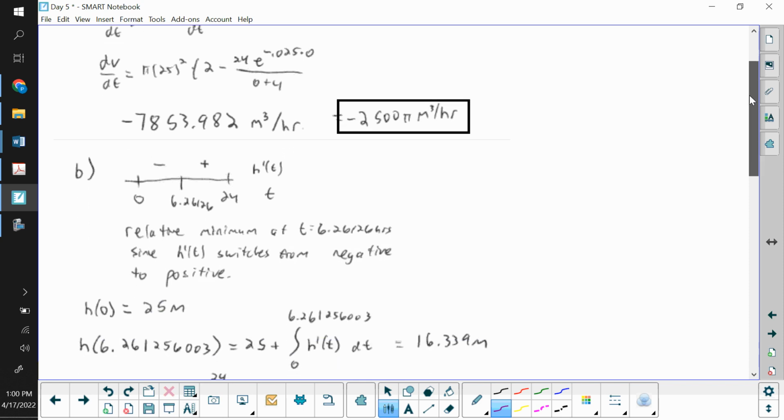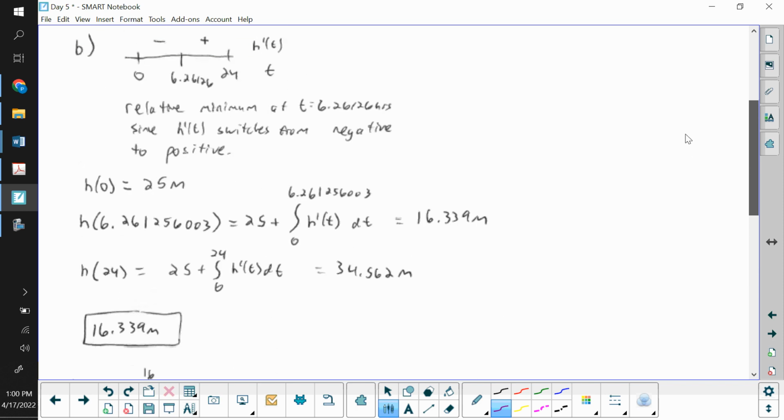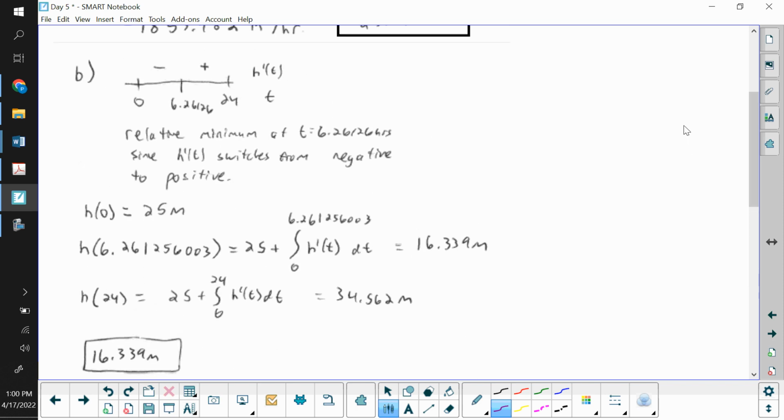In B, we wanted to find our absolute minimum, I think it was. Yep. So we need to look at our relative minimums and our endpoints. So if you graph the h prime of t, you can find where it has a 0, and at that 0, it is switching from negative to positive, meaning that we have a relative min at that t equals 6.26 and change, and justify everything like we have shown there. So then we've got to do h of 0, h of 24, because those are our endpoints, and then h of that 6.26 and change. Well, that's an accumulation function.